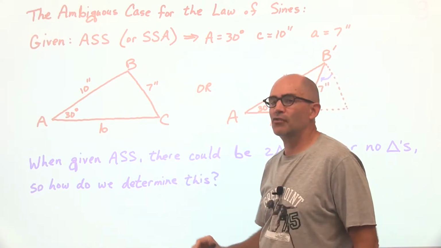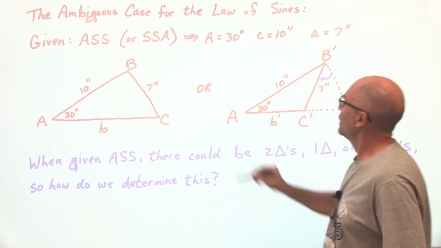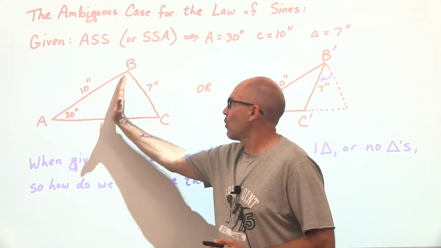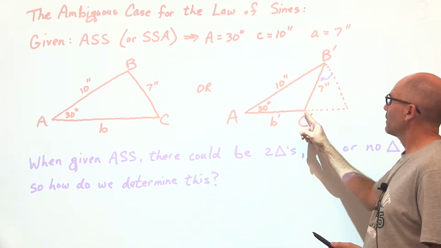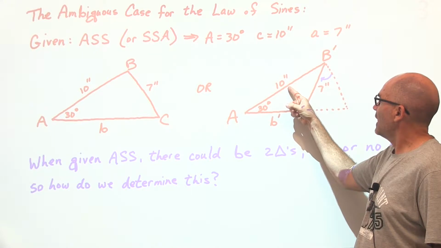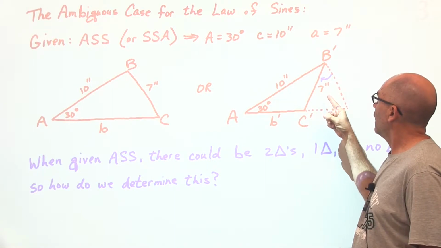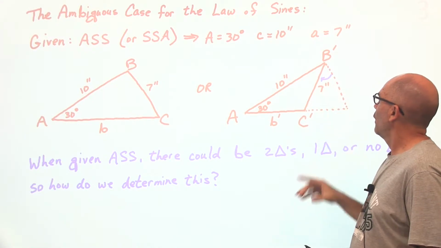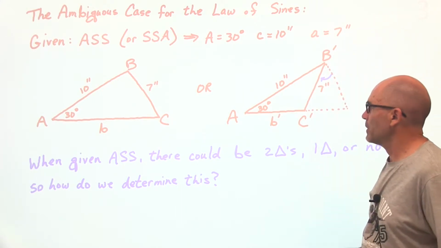I could change this triangle without changing any one of those three measurements. What I'm going to do is look at B as a hinge, and side A becomes the door. And I'm just going to rotate side A this way. Notice what I have. I have another triangle where angle A is 30, side C is 10, and side A is 7 still. So notice two separate triangles that both fit the given information.